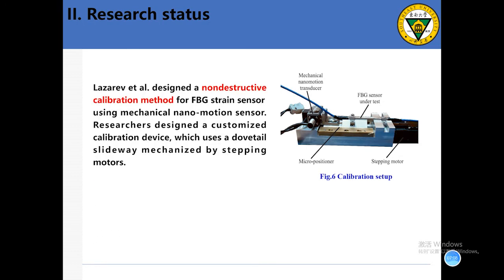Researchers designed this non-destructive calibration method for FPG sensor using magnetic nano-motion sensor. Researchers designed a customer-sized calibration device which used a dual-tail slide weight mechanized by stepping motors.